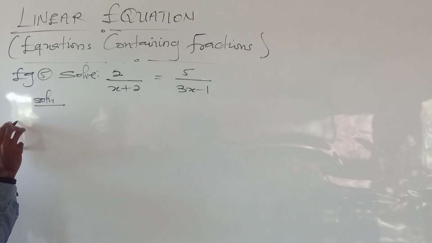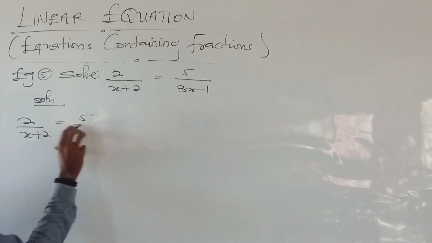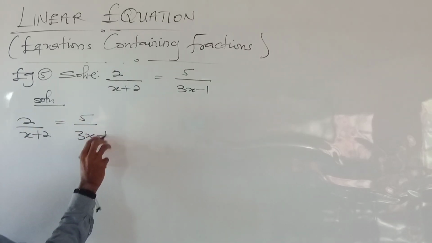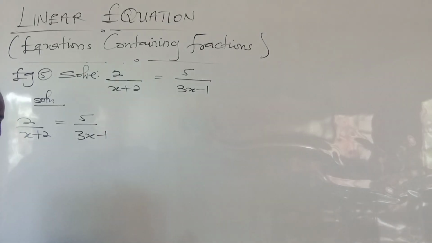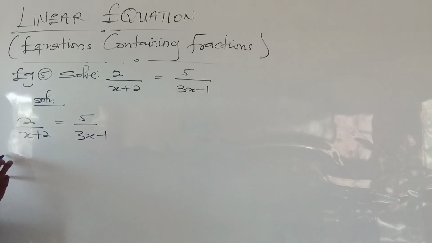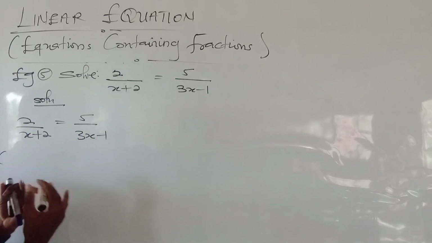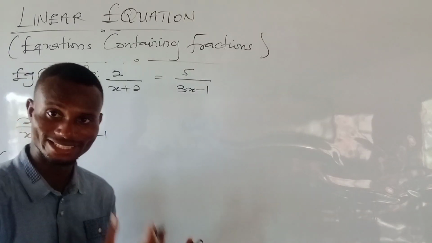Okay, so I have 2 over s plus 2 equals 5 over 3s minus 1. I've explained to you that the LCM is a multiplication of the two denominators. So the LCM is going to be s plus 2 into one bracket, 3s minus 1 into another bracket. So we'll multiply through the equation by that LCM.